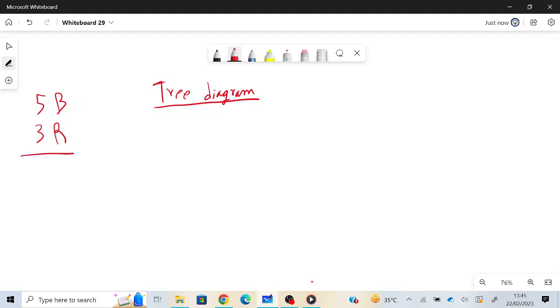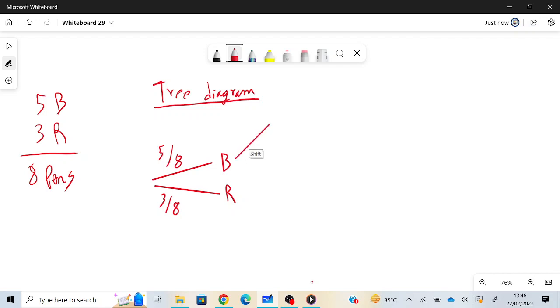We know that the total number of pens in the bag is 8. So the probability of me taking a blue pen or a red pen: for a blue pen, the probability is 5/8 because there are 5 blue pens in the bag, and the probability for a red pen is 3/8 because there are 3 red pens and the total number of pens is 8. But I said I'm taking 2 pens, and so far I've only done 1 pen. So if I take another pen, from each branch we would have 2 more scenarios.